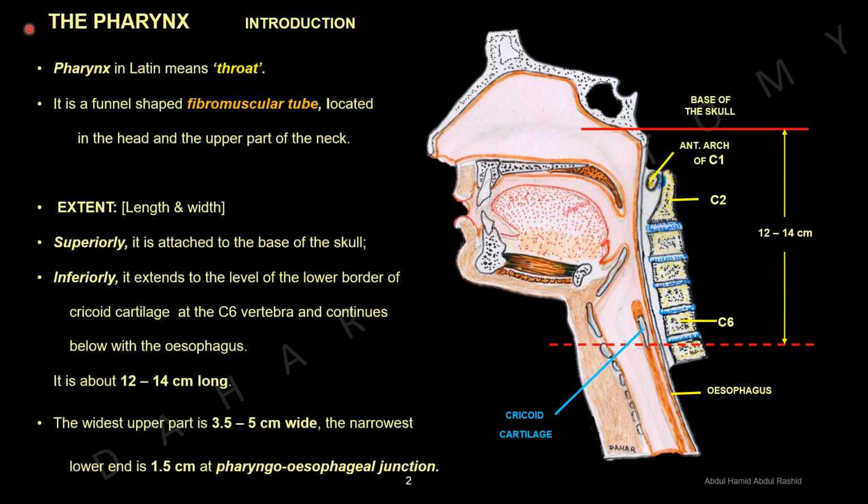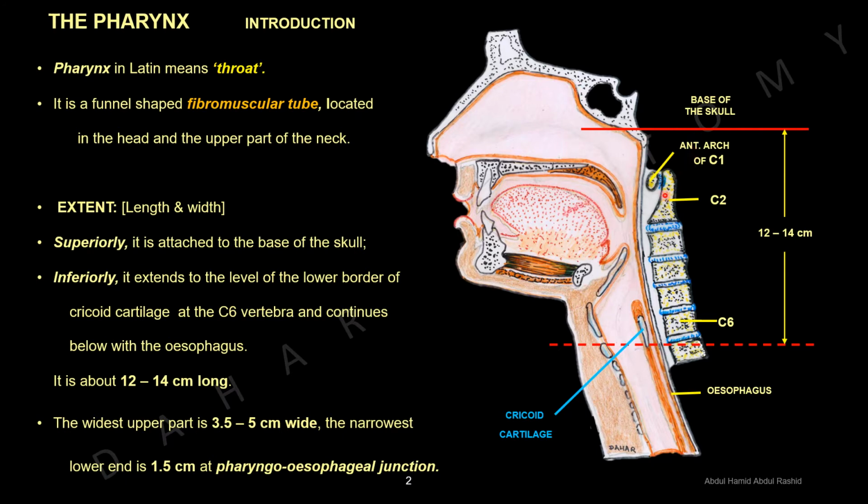The Pharynx. Introduction. Pharynx in Latin means throat. Let's see the diagram first. This is the sphenoidal air sinus inside the body of the sphenoid bone. Here is the pituitary fossa. Behind the body of the sphenoid is basi-occiput. This is the floor of the anterior cranial fossa. The whole thing forms the base of the skull.